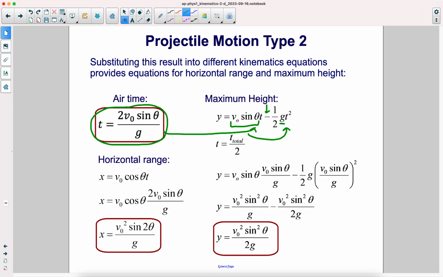Finally, horizontal range. How far you go is how fast you're going and for how long. Remember, in the horizontal dimension, it's constant speed. So this is the initial x component of the velocity. We're going to plug in that time, air time, into that equation, and that will give us an equation for how far a type 2 projectile will go.